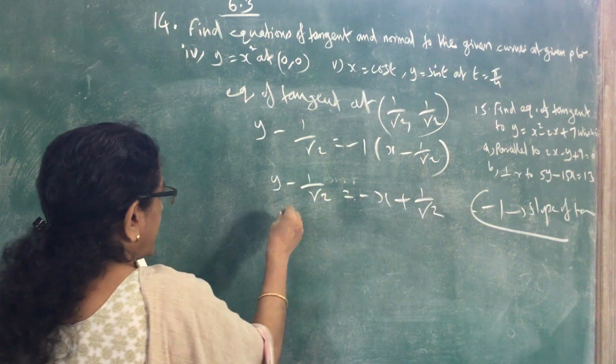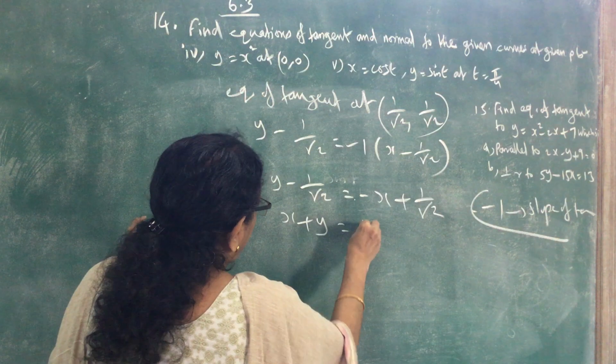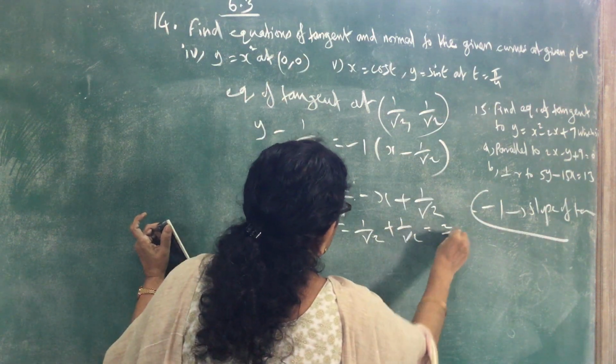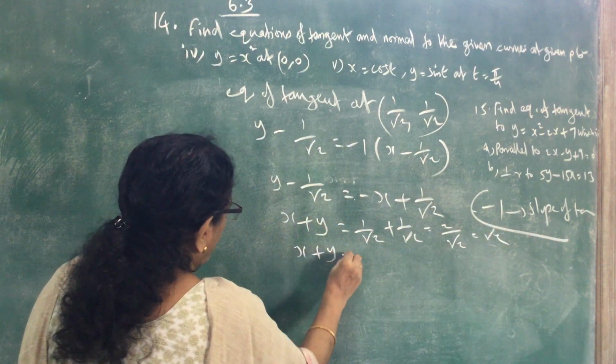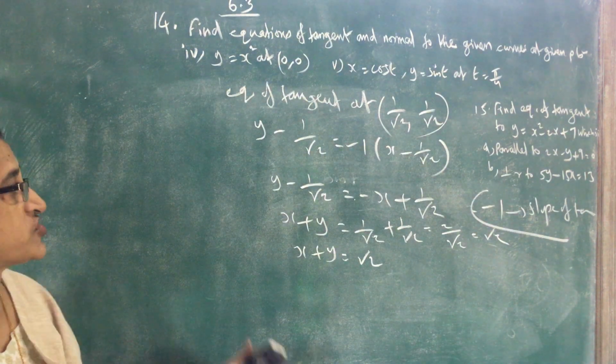Taking minus x to this side, x plus y equals 1 by root 2 plus 1 by root 2, that is 2 by root 2, which equals root 2. So x plus y equals root 2 is the equation of tangent. Now we want to find the equation of normal.